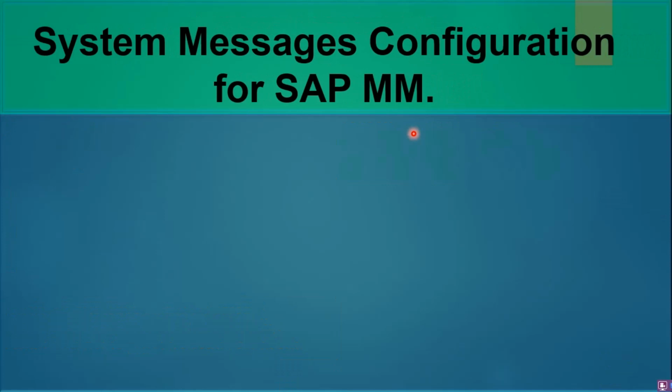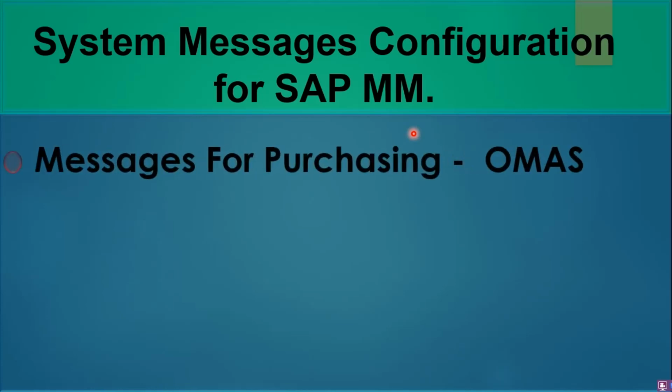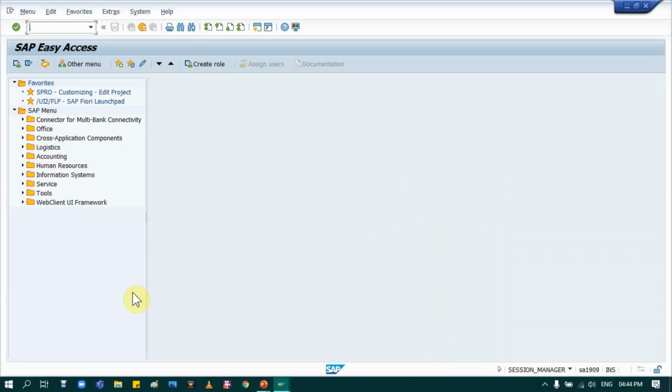Now we will focus on the next topic, that is system message configuration in SAP. So there are a few instances where we have control. We can manage whether the system should show us that error or not, or whether it should be a warning or a complete error, so that we can control. So there are 3 areas in SAP where we can control these messages. The first one is for purchasing, so I will show you, and the T code for that is OMAS, or you can go through the SAP path as well. I will show you the path and then I will use the transaction to go there.